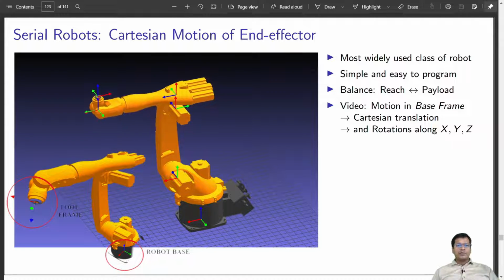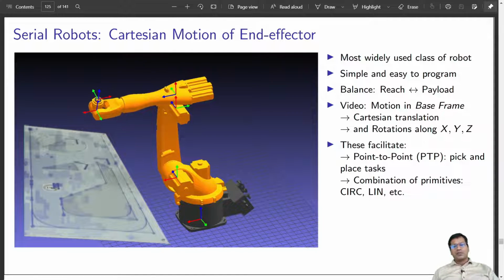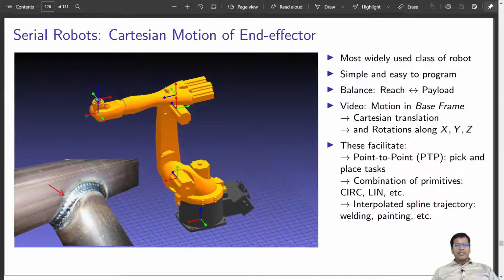The video shows various motions that a six-DOF robot can offer, namely 3 Cartesian translations and 3 rotations in 3 orthogonal directions. These facilitate point-to-point motion, commonly known as PTP motion, which is most commonly used for pick and place tasks like palletizing or moving an object on and off any moving conveyor. Most of the paths that such applications require are primitive motion tasks, which are combinations of linear or circular motions, and interpolated spline motions are the most advanced motion that these robots can make. The applications include welding, painting, material handling, etc.